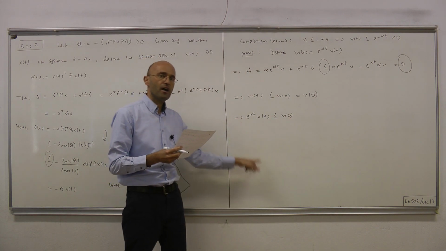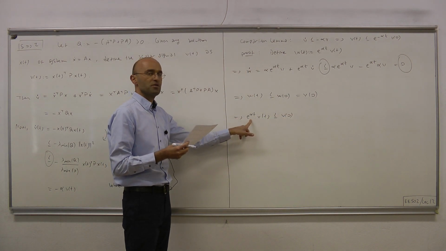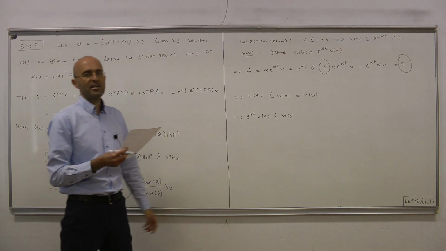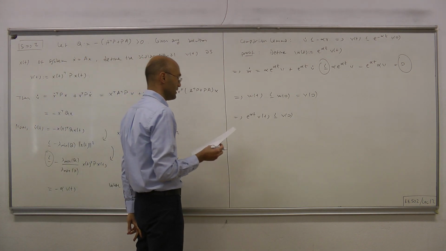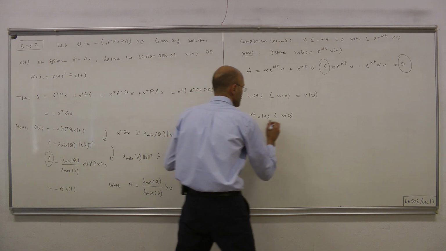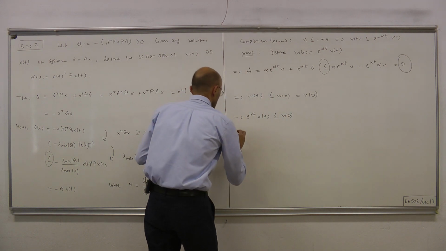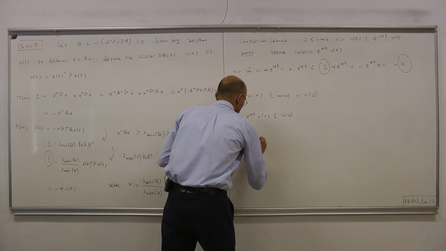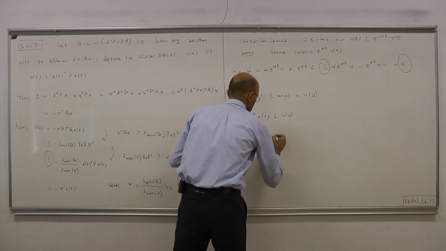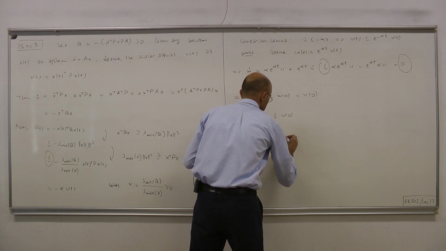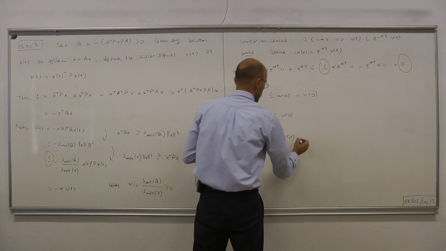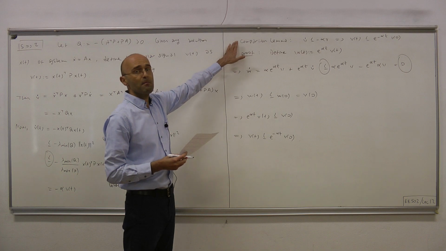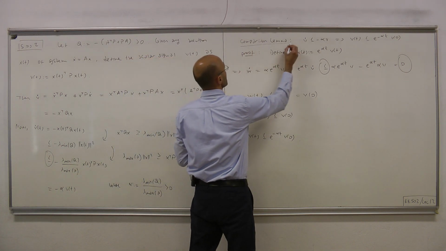And then we take this guy to the other side. Since it's a positive number, the direction of the inequality will not change, and we have, therefore, v of t less than or equal to e to the minus alpha t v0. Okay, so that's the proof of our comparison lemma.